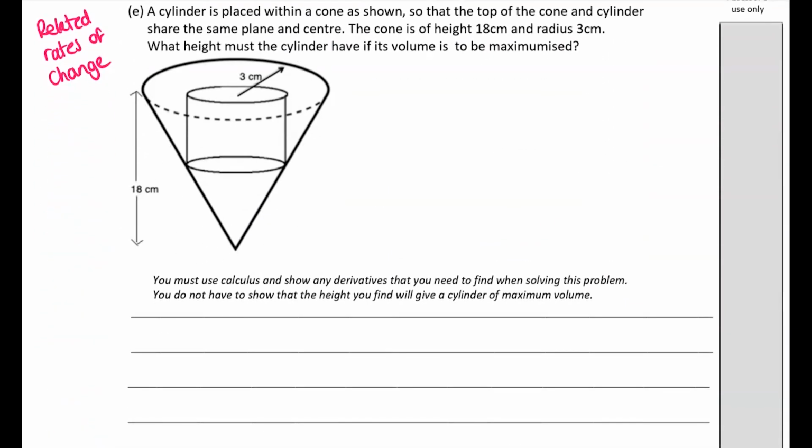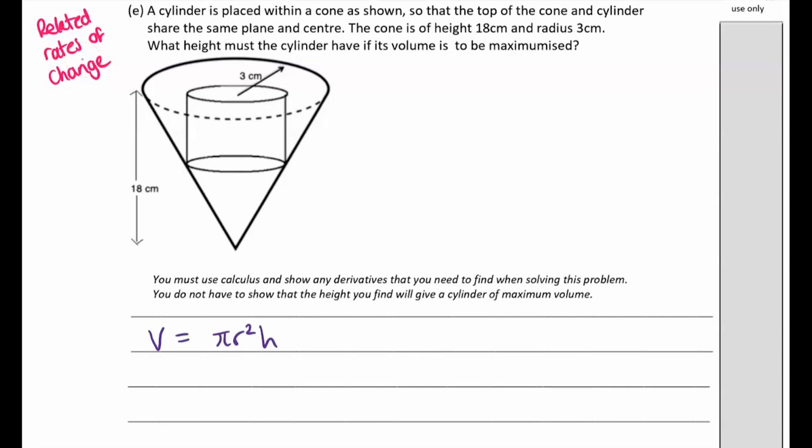Okay, finally, we've got related rates of change on this cylinder that's within a cone. So the top of the cone and the cylinder have the same circle at the top. The cone has got a total height of 18 and the radius of 3. Now we need to work out the height to be able to maximize the volume. So we need a formula for the volume so we can find the maximum of it.